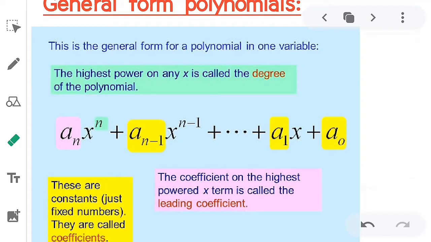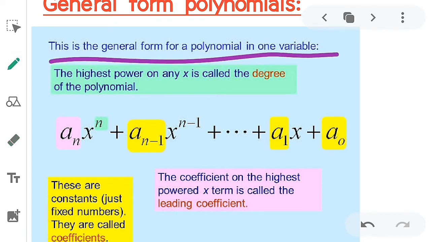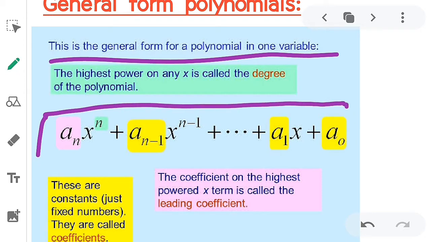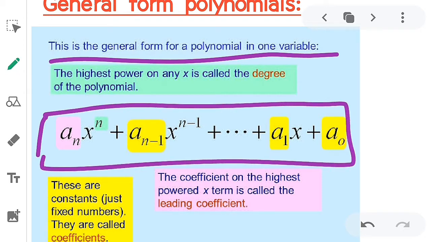This is the general form of a polynomial. General form of a polynomial in one variable. The highest power on x is called the degree of a polynomial. That degree of a polynomial we will learn in the next class. Okay. Now let us see what is the general form. So this is called the general form of a polynomial.